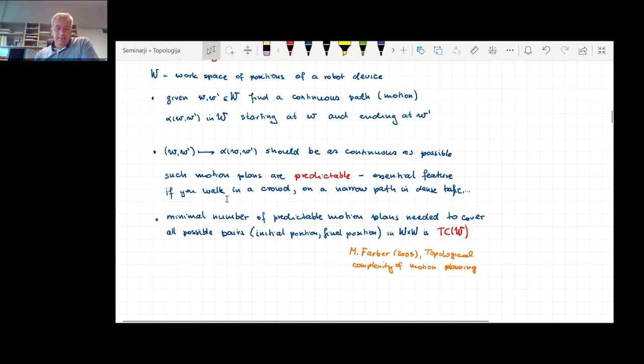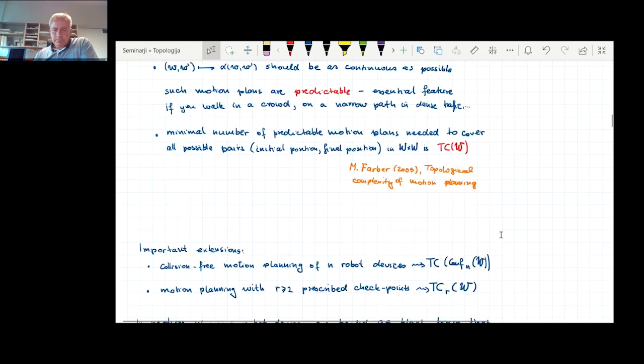Okay, and then the minimal number of those predictable motion plans which are needed to cover all possible inputs, so initial position, final position pairs, is called the topological complexity of motion planning, of navigation planning within space W. And this is exactly the initial definition which was given by Michael Farber in his seminal paper from 2003. It's called topological complexity of motion planning, and it started the entire activity, the entire theory.